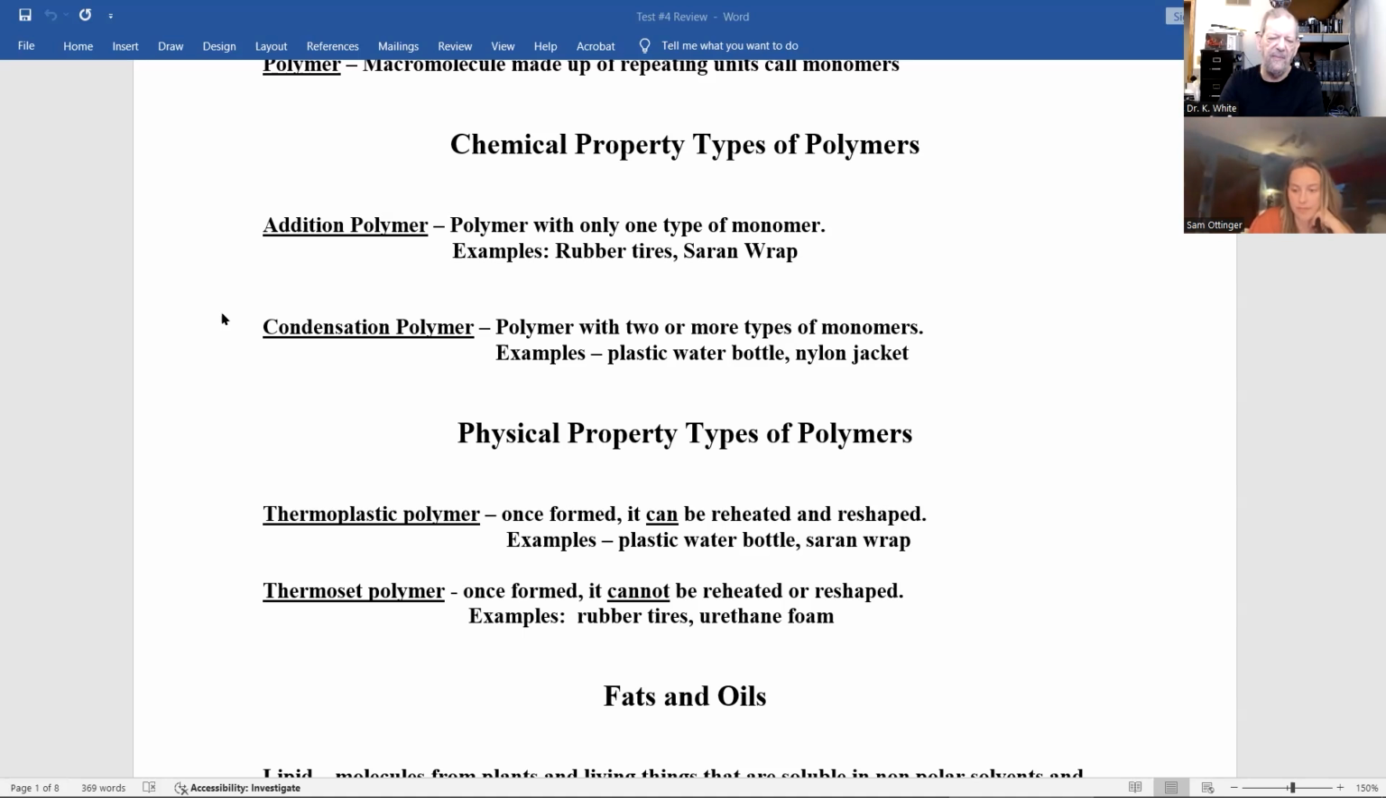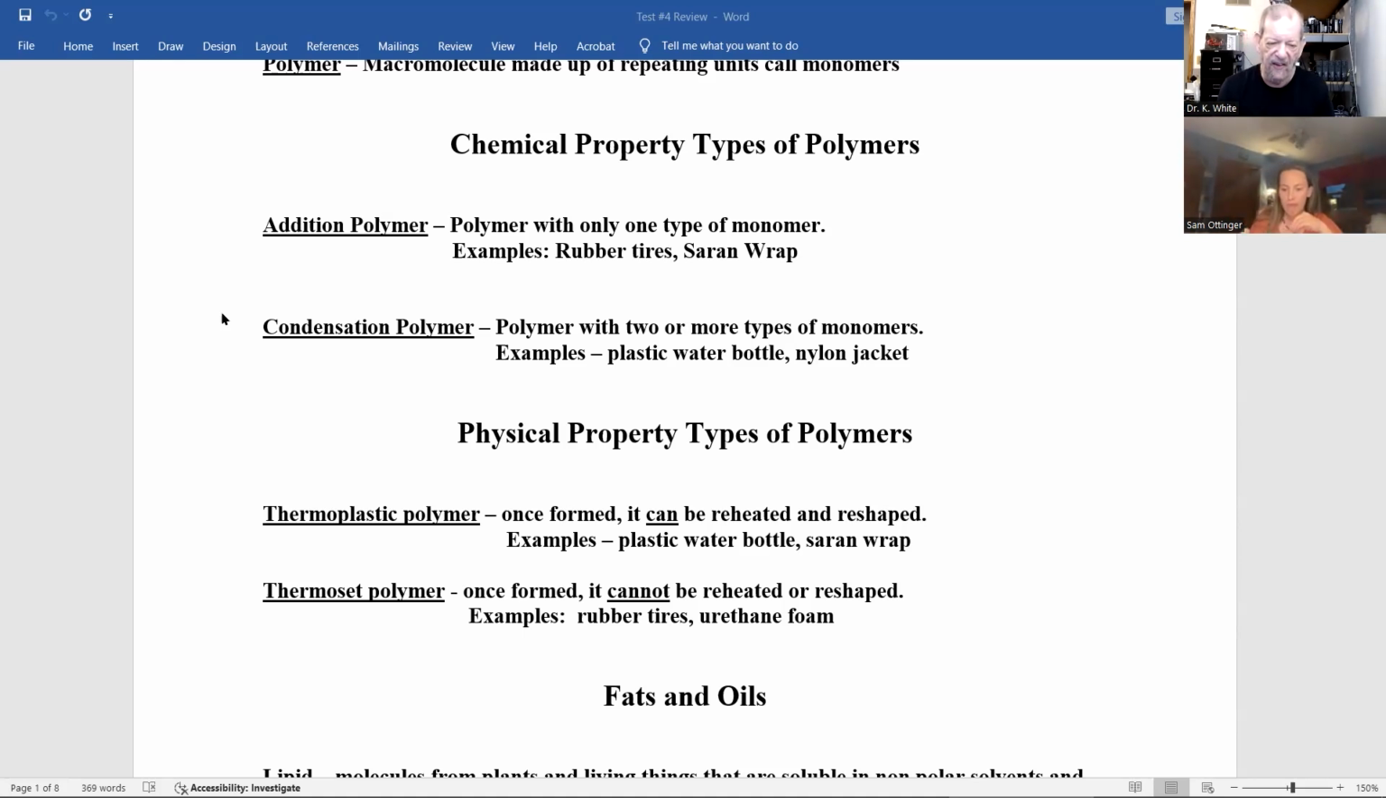Now, the other way of categorizing polymers is by a key physical property. And there are 2 types. One is a thermoplastic polymer, and that's once formed, like this bottle, once the polymer is made into a bottle, it can be reheated and reshaped. Example would be this plastic bottle or Saran Wrap. You should know examples also.